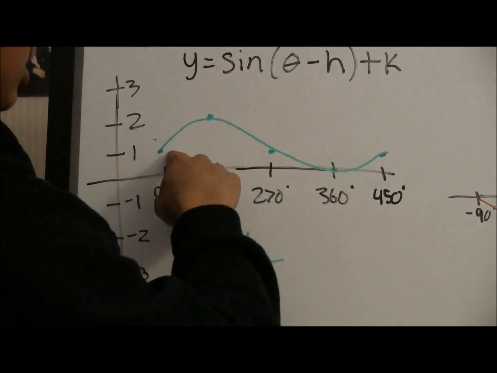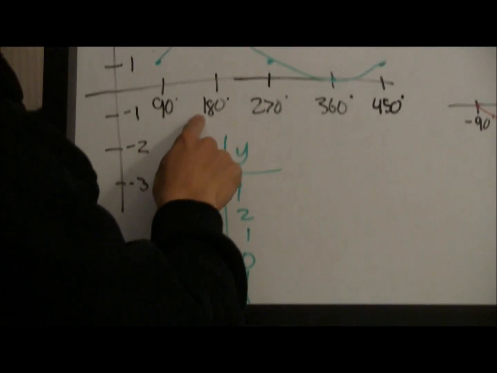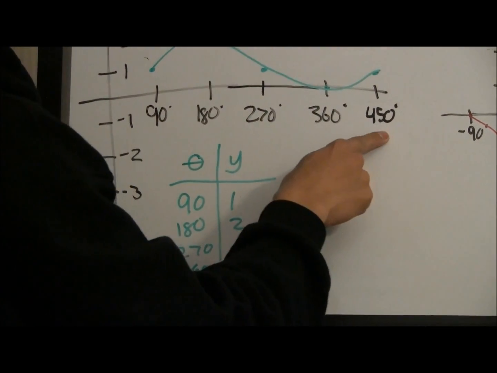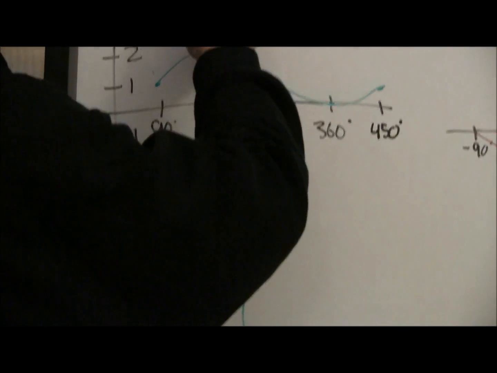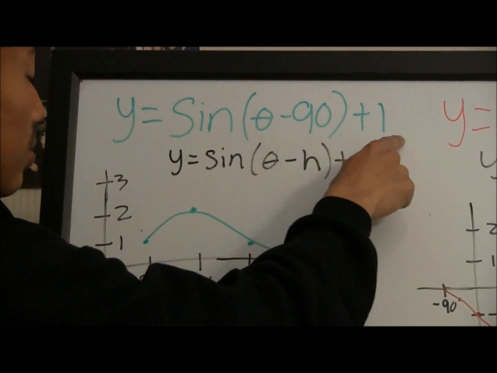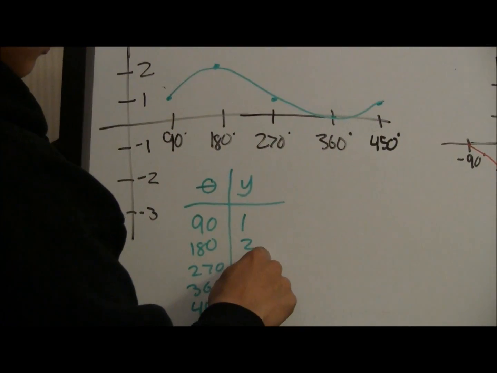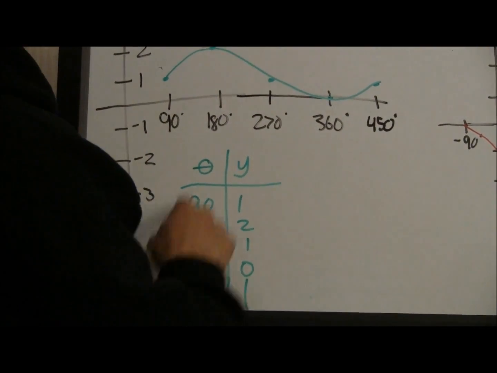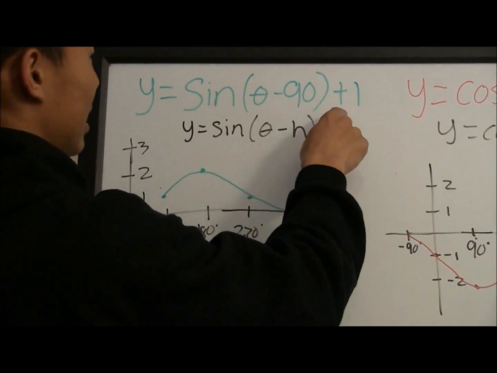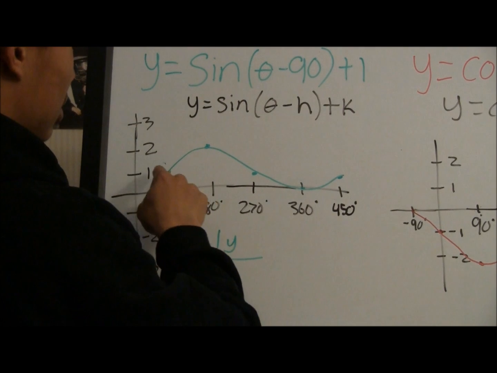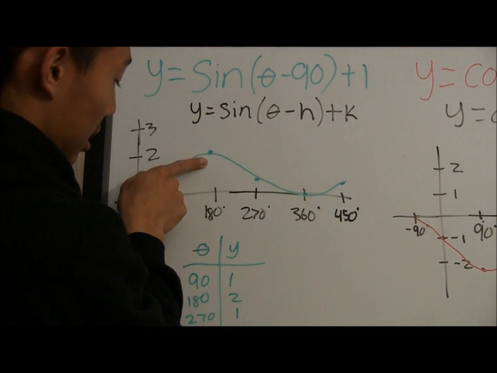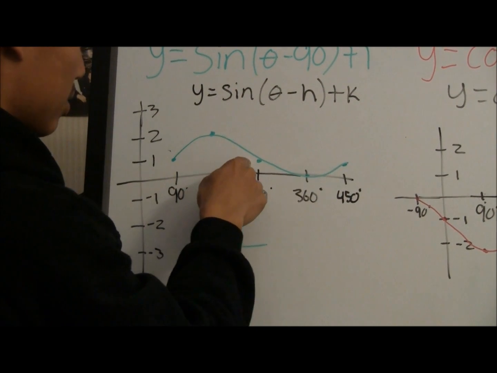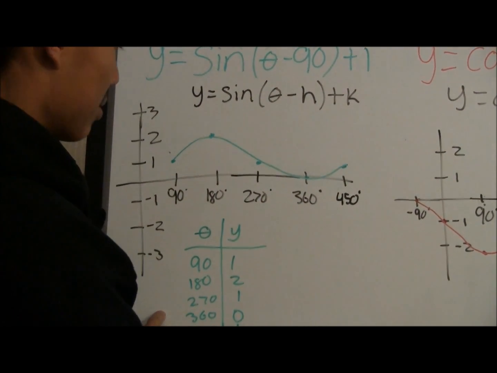And for the rest of the points, you're just going to plug in your other degrees. So for the next, you do 180. So sine of 180 minus 90 plus 1 is going to give you 2. And if you plug in 270, it's sine of 270 minus 90 plus 1, which is going to give you 1. So starting from here, you're going to go from 90, 1, to 180, 2, and 270 is going to go back to 1, as you can see from our table.